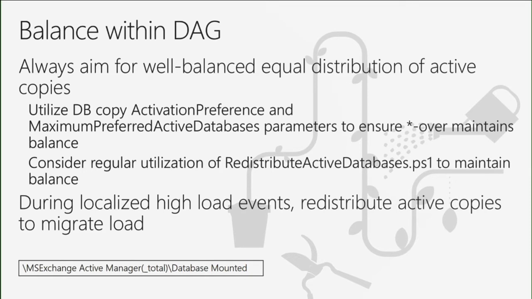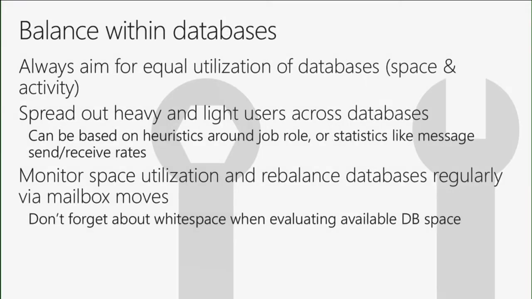You can also ensure that when you perform failovers, or switchovers, I should say, that things remain in balance as much as possible, and the maximum preferred active database parameters can help with that to try and avoid individual servers from getting overloaded as a result of that activity. The database mounted performance counter on this screen is also a good one to monitor, a good one to try and keep as equal as possible across all the servers in a DAG.